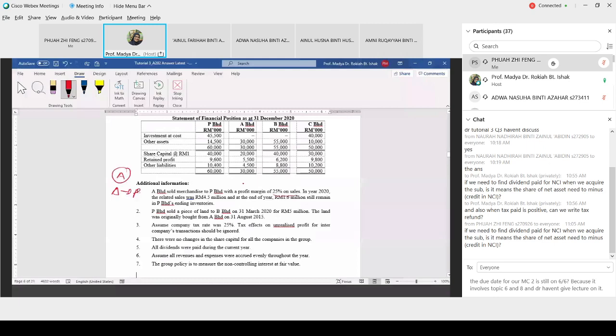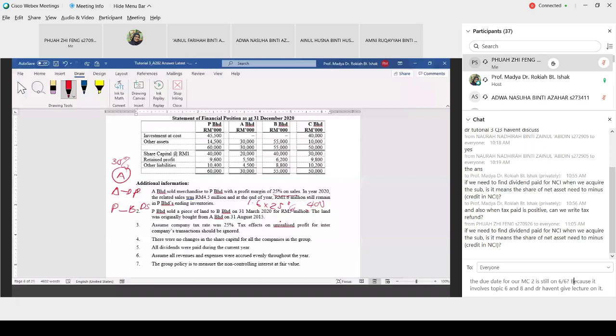Okay. P sold a piece of land to B. P to B here is a downstream sale, for 5 million. The land was originally bought by P on 31st August 2015. So P sold the land here, and you have a gain on disposal of land of 560. This one is already calculated, you don't have to calculate this one. Already given. So you need to eliminate only this one.